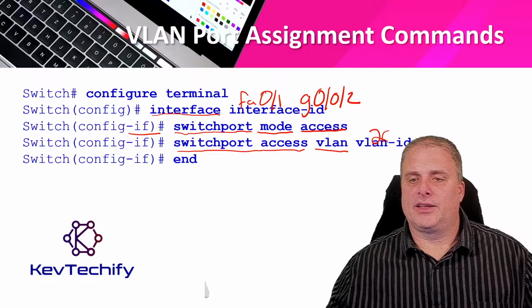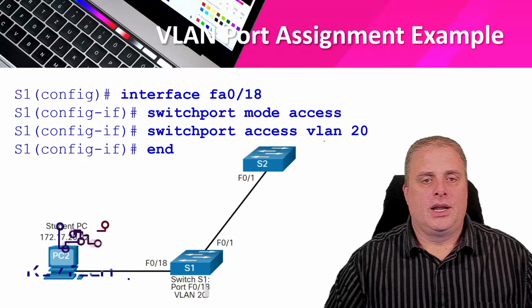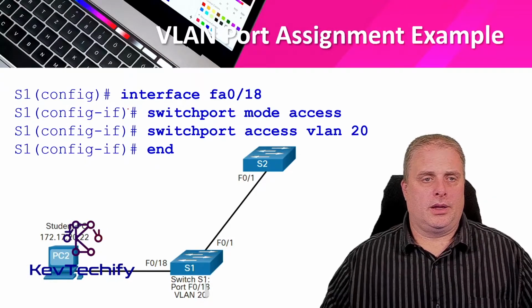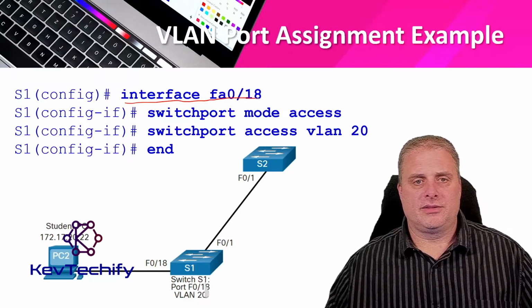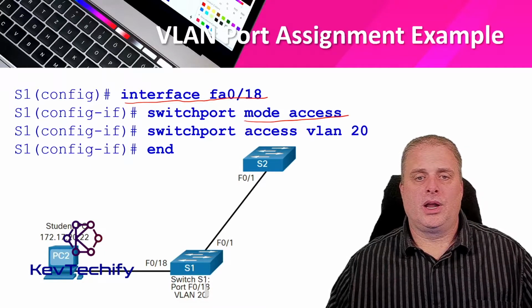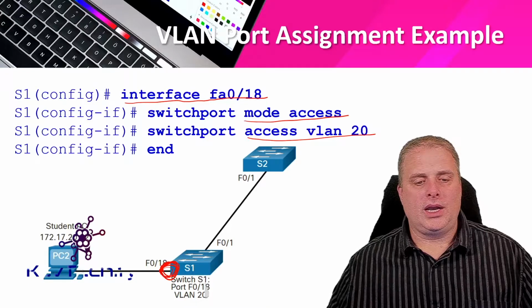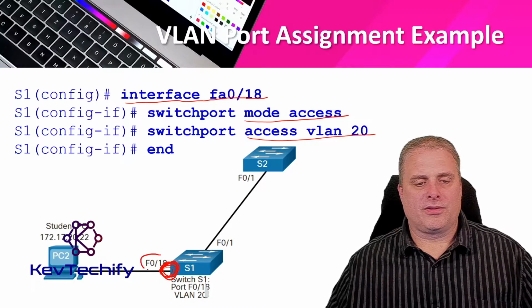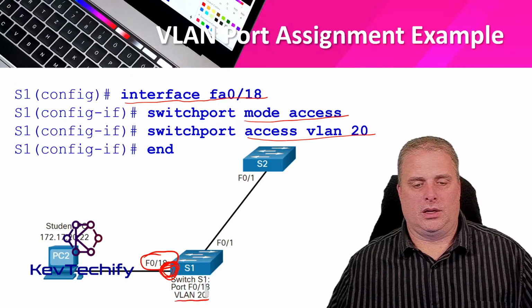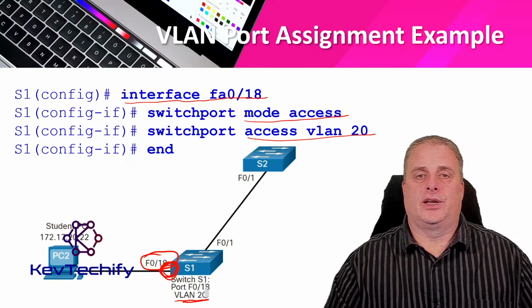And we created VLAN 20 on the previous slide, and so we go ahead and put VLAN 20 in here. Here's the example. We go into our interface, FastEthernet 0/18, we tell it we want it to be the access port, and then we tell it we want it to be part of VLAN 20, and that assigns this port right here, F0/18, into VLAN 20 for us. Create the VLAN, then you assign ports to the VLAN.